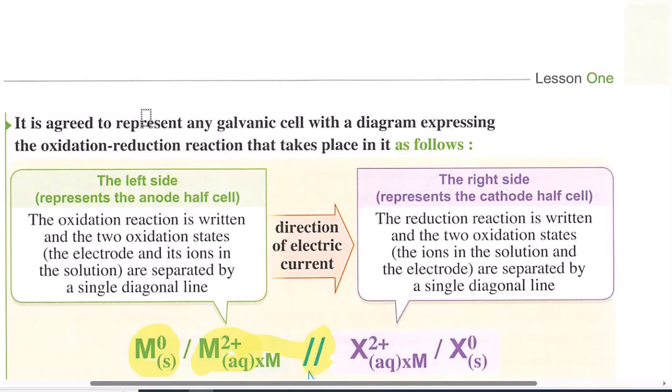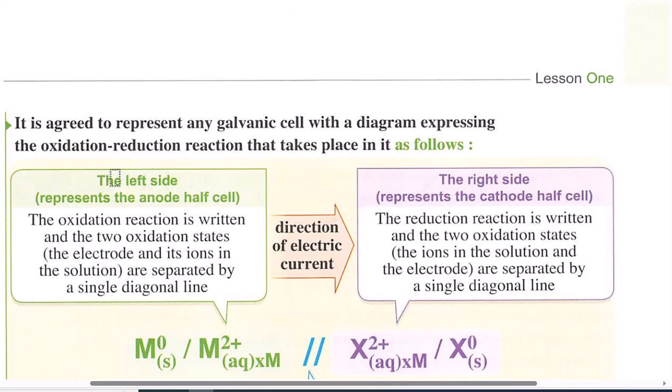Hello my dear students, we'll start explaining to you how to write the diagram of the galvanic cell. A galvanic cell is the cell that produces electric energy from the chemical energy which is stored inside it. So how can we write the diagram which represents what happens inside this cell?